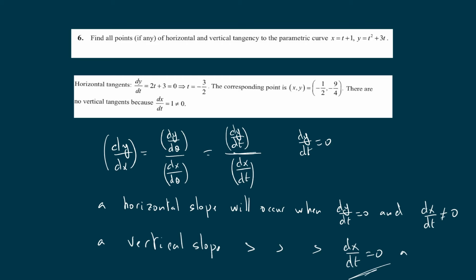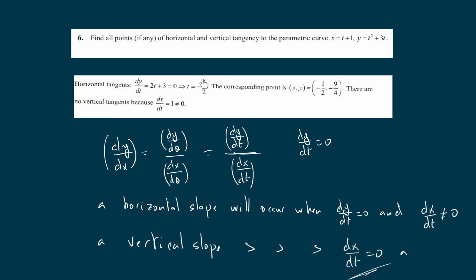So to find the horizontal slope, we have to write this equation. So who is y of t? y of t is t cubed plus 3t. What is the derivative of y with respect to t? The derivative of t cubed plus 3t is 3t squared plus 3. So it's not t cubed, it's t squared. So it's 3t squared plus 3. When 3t squared plus 3 is equal to 0, when t equals minus 3 half.